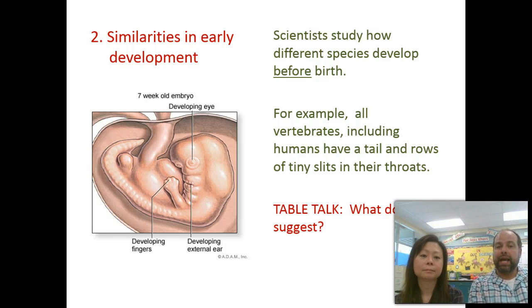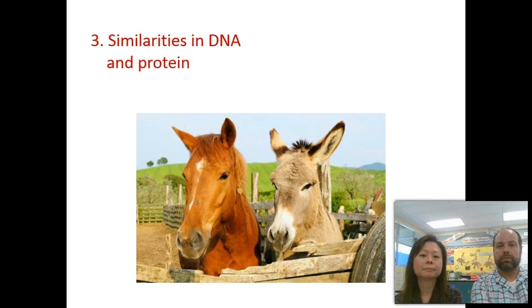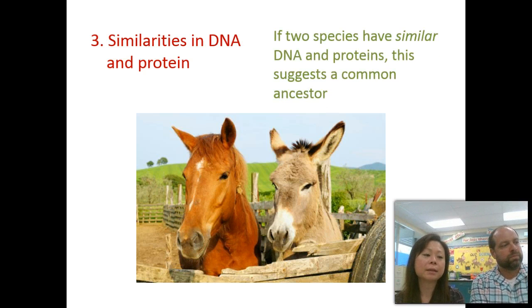But obviously, as the embryo grows, we get differentiation. But at the start, we're all very similar in our early development, and that does suggest that we may have evolved from a common ancestor. Also, when we compare DNAs of similar looking animals, we see that their DNAs are very similar, and that suggests that they may have had a common ancestor. For example, the horse and the donkey.